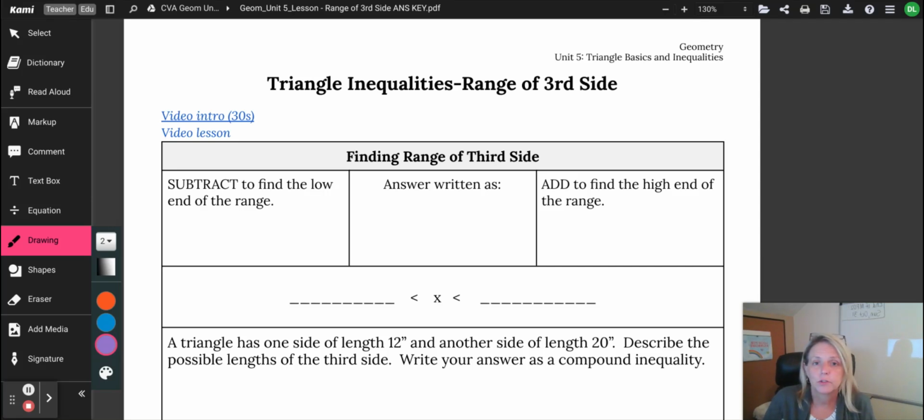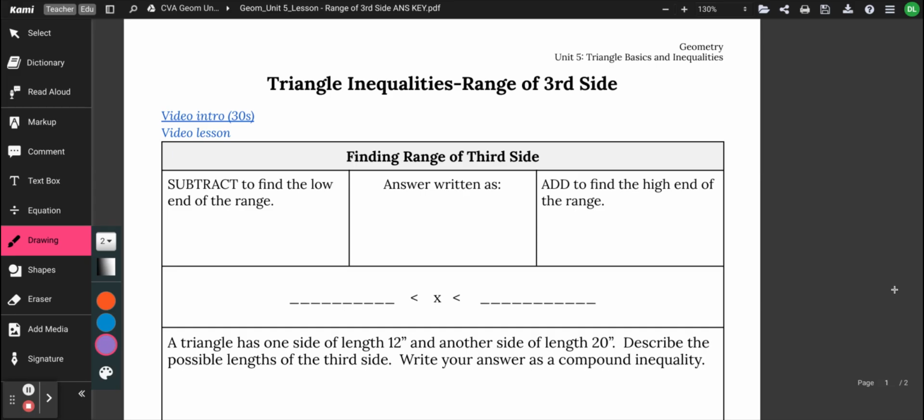So let's talk about triangle inequalities and the range of the third side, or the missing side, of a triangle. Hopefully you watched the intro video with the noodles, demoing this idea of if we know two sides, how do we figure out what possible lengths the third side could be?